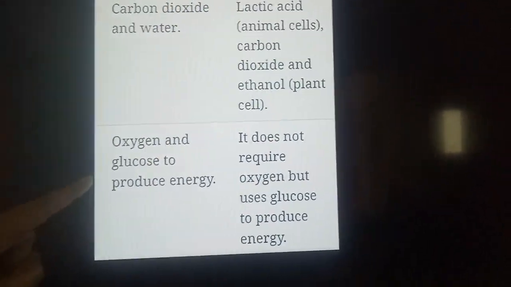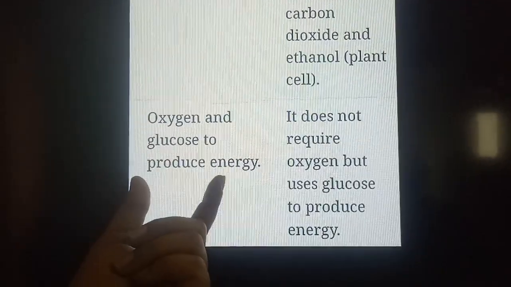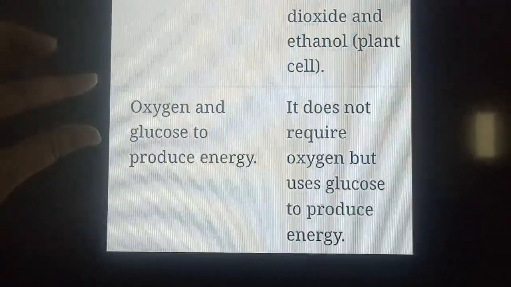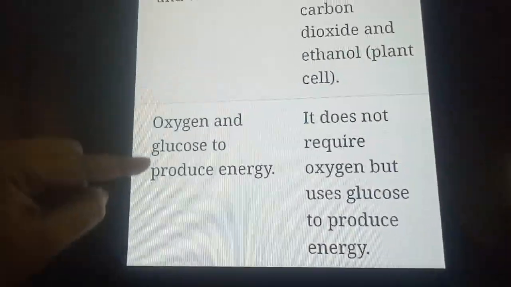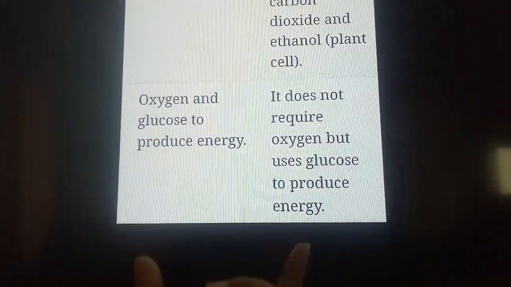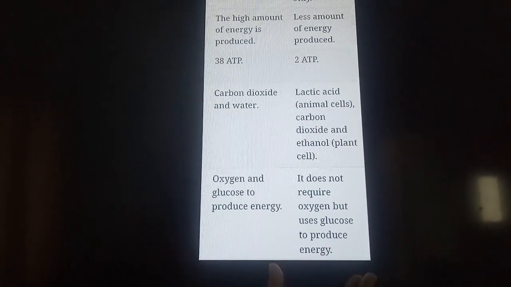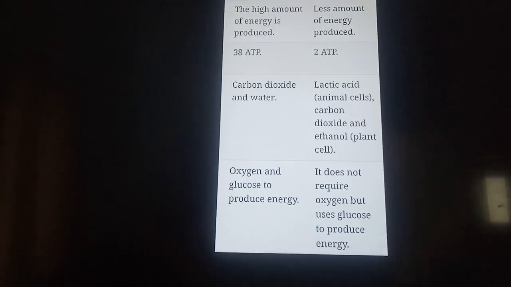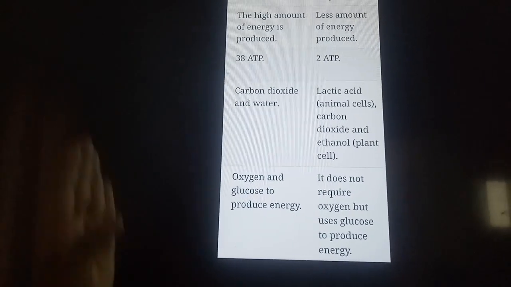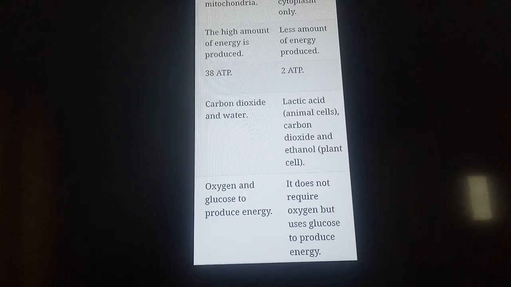Now oxygen and glucose are used to produce energy. So how does the energy production take place? With the help of oxygen, which oxidizes the glucose molecule. But here oxygen is not being used. We have seen that in the absence of oxygen, glucose will produce the energy. Okay, glucose is being oxidized in the absence of oxygen to produce energy. So these are the points for aerobic and anaerobic respiration.